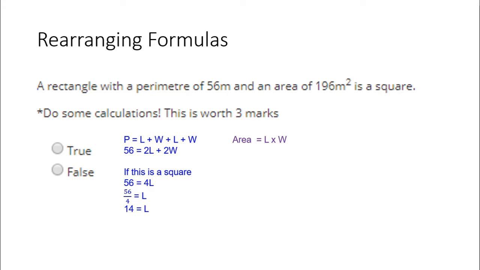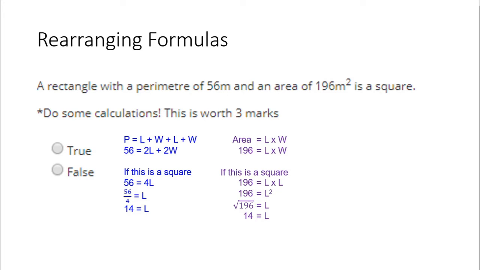So if the area of a rectangle is length times width, and we're told that the area is 196, if this is a square, that would mean that the area is length times length, because the width would be the same as the length. And of course, simplifying length times length, that would be length squared. So 196 equals length squared. What would that length be if it squared makes 196? If we unsquare that, that's square rooting. Let's square root the 196 and see. L must be equal to 14.